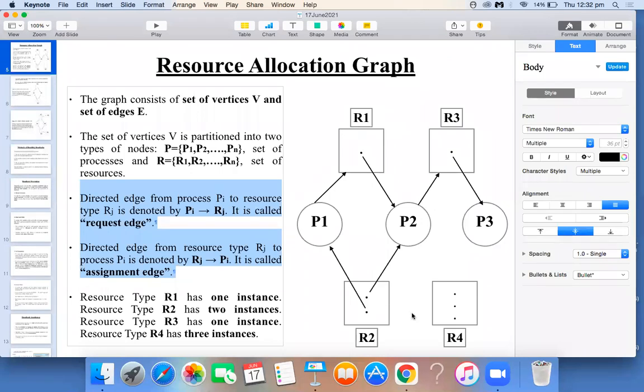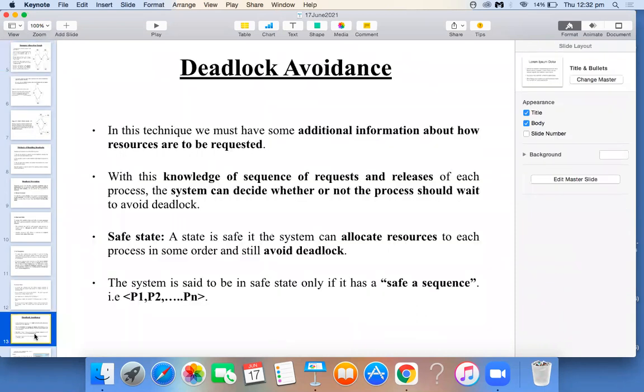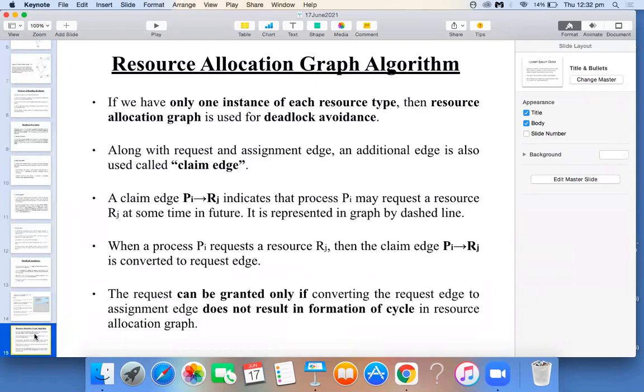A resource allocation graph is a graph which contains a set of vertices and edges, where vertices indicate processes and resources, correct? A request edge means the process is requesting a resource, and an assignment edge means the resource is allotted to the respective process. That is what the assignment edge indicates. Clear? A single dot indicates one instance of a resource. Clear? Okay, let us come back to this resource allocation graph again.